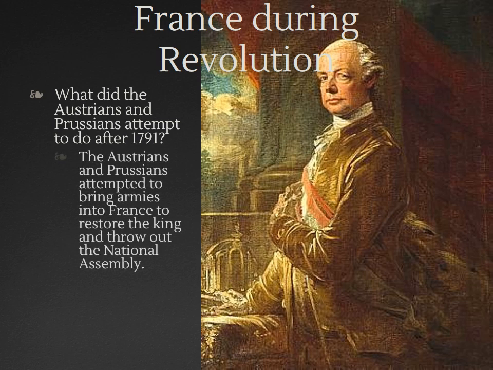So the Austrians and Prussians attempted to invade France and put the king back in power and overthrow the National Assembly. However, quite impressive, the French revolutionaries were able to hold them back, and so the Prussians and Austrians were not successful. If you haven't finished writing, you should pause.